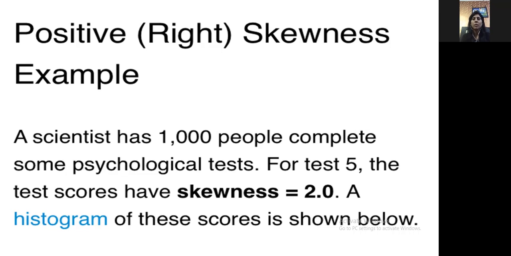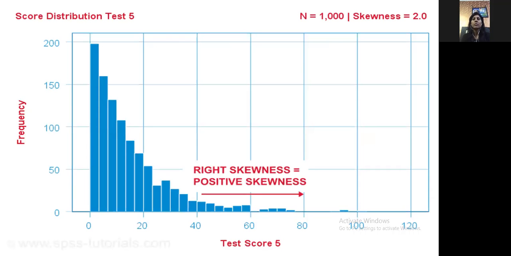So let's have an example which is given here. Here, a scientist has 1,000 people, and those 1,000 people complete some psychological tests. Among those tests, in test 5, the test scores show a skewness of 2.0. So with the help of a histogram, how will we show this skewness in the distribution using a graph?